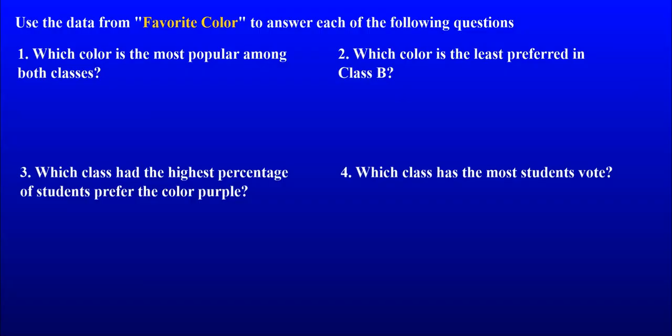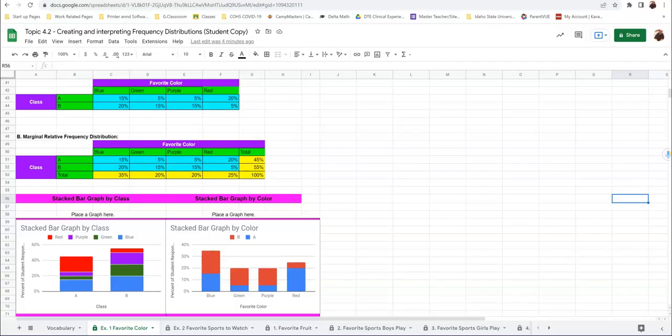Alright, we're going to use data from favorite colors to answer each of the following questions. So we're going to go back to what we've been doing this whole entire chapter, and we're going to utilize that information to answer these questions. So if you haven't already done so, you need to pull out your data sheet, your topic 4.2 notes that we've been doing, because we're going to utilize this here to answer the questions.